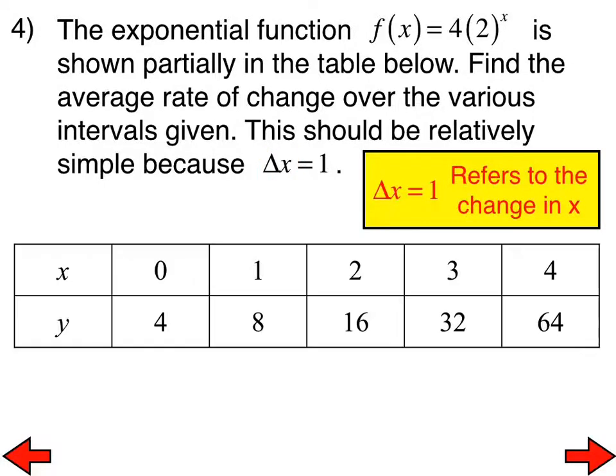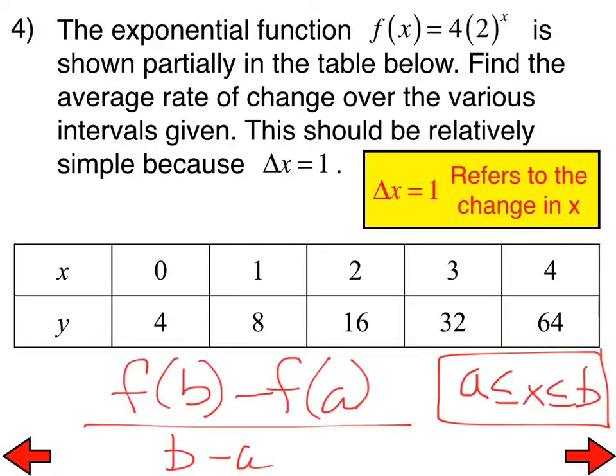All right. So here is a table that represents that function right there, f of x equals 4 times 2 to the x power. I know that that is in your notes. And we're going to utilize the average rate of change formula to find the rate of change between 0 and 1, 1 and 2, 2 and 3, and 3 and 4. And you can see that in your notes.